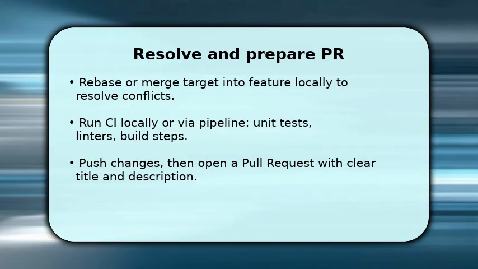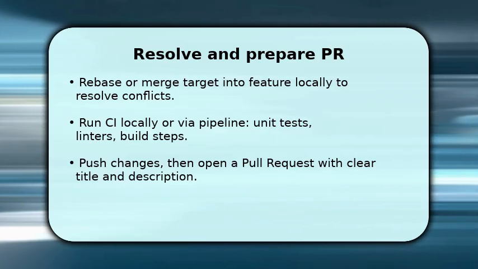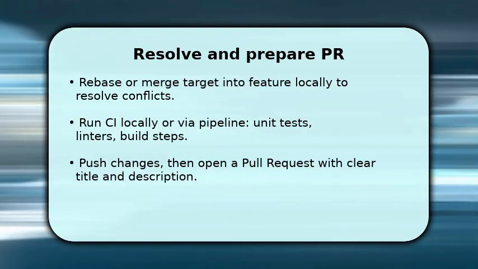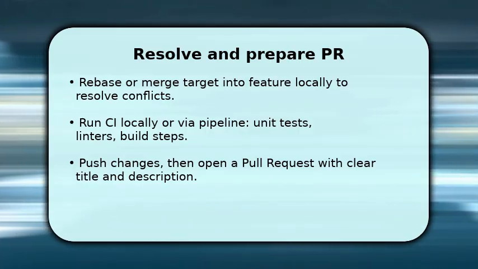Run your tests and linters locally or trigger the Azure DevOps pipeline to validate changes. This prevents broken builds. Once green, push the updated branch and create a pull request. In the PR description, explain the what and why. Tag required reviewers and attach screenshots or links for easier review, helping reviewers approve faster.